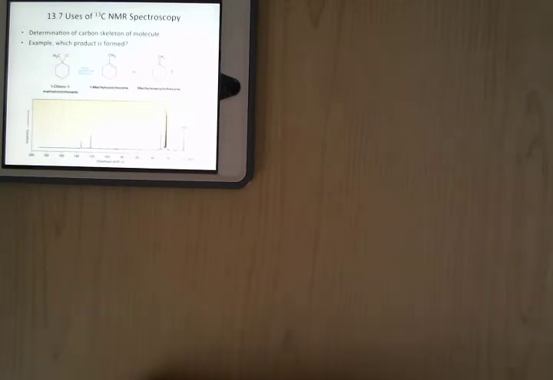Okay, so how do you use carbon NMR? Again, you're going to see structural information, stuff like that. So yeah, that's going to help.